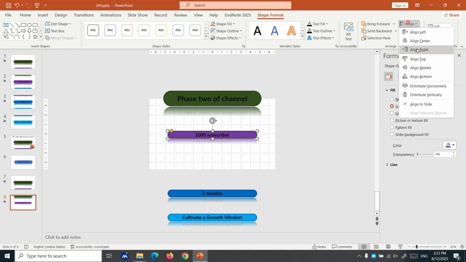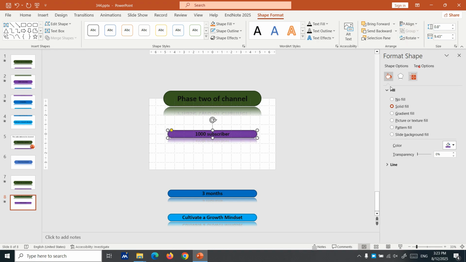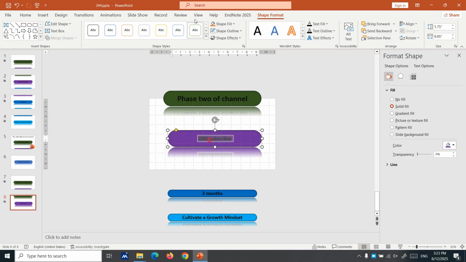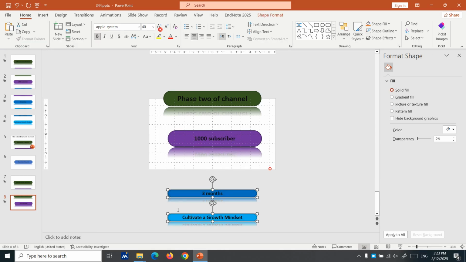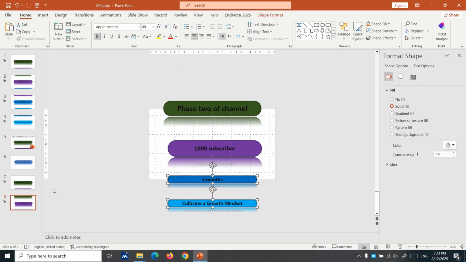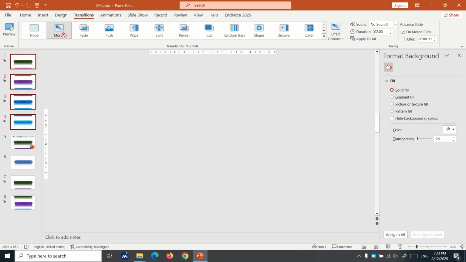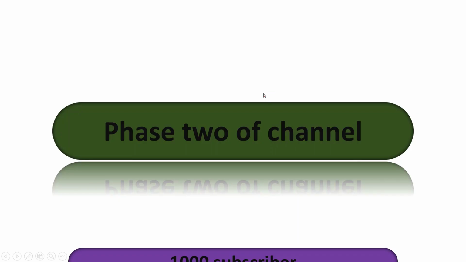We go to shape format, align it center, middle, then increase its size. You see, we had a little problem in increasing its size, but you can do it easily. After increasing the size, increase the size of the text and then bring this up. Do this process 2 more times, then select all the slides and set the transition to morph. Now see, your slide is ready.